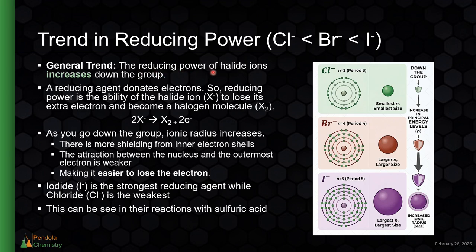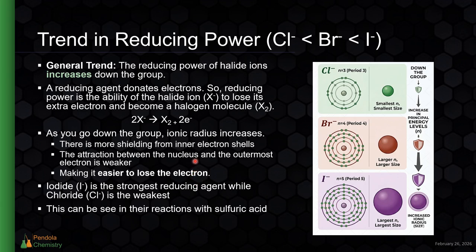And that's because the reducing power of the halide ions, their ability to give electrons to other chemicals, is going to increase down the group. So as we go down from chloride to bromide to iodide, the reducing power, which is the ability of the halide ion to lose electrons, give them to something else, and become the halogen molecule, and again this X just represents one of the halogens, is going to increase as we go down that group.